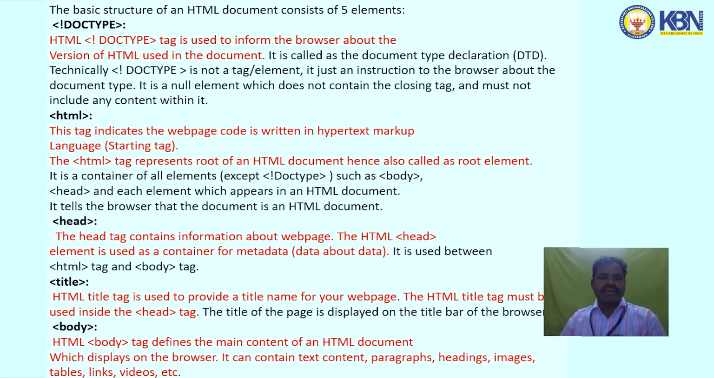The HTML body tag defines the main content of the HTML document, which is displayed in the browser. It can contain text. The body tag contains different elements: text content, paragraphs, headings, images, tables, links, videos, etc. These are all basic elements of the structure of an HTML program. The basic structure of the HTML document consists of these 5 elements.